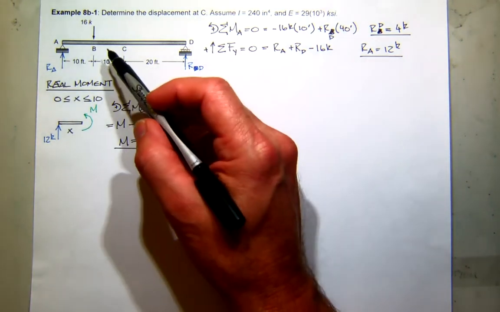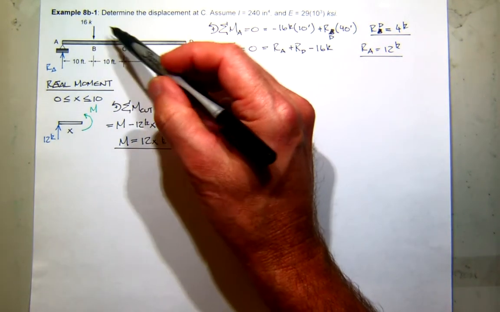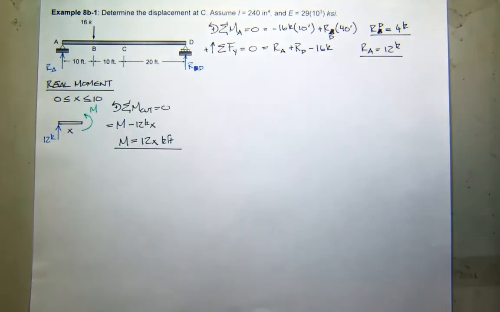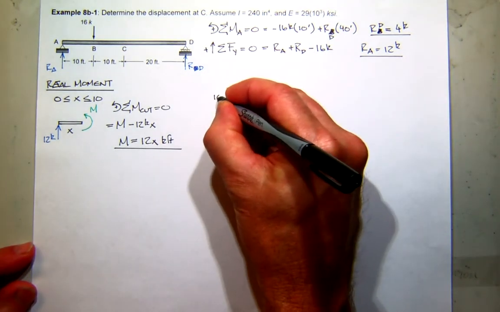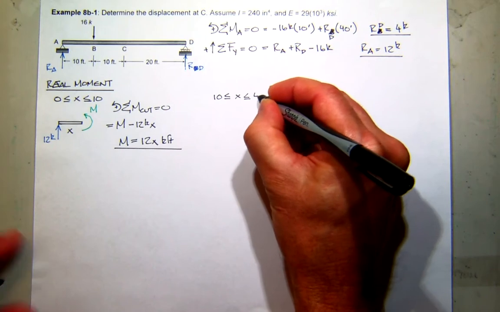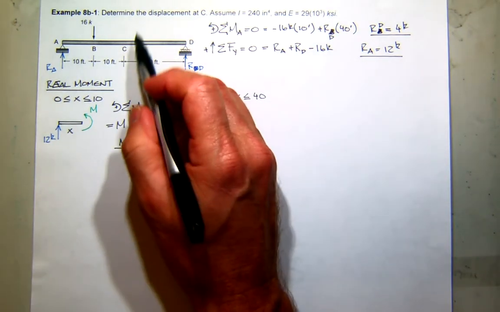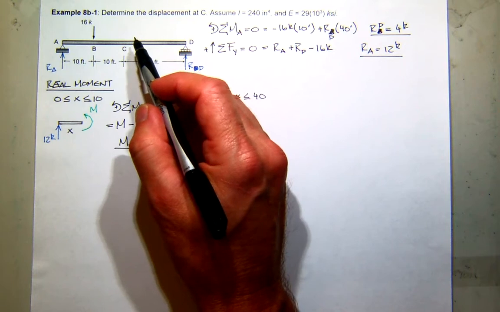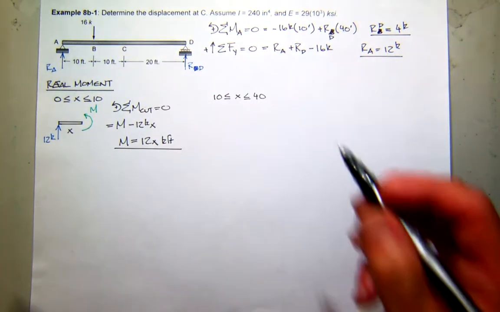Now, when I get my second equation that's going to be good from B to D, I will check that joint point, that common point, to make sure it matches. So let's go ahead and do that. What is going to be the moment between 10 and 40 feet? Well, I'm going to cut it somewhere here, left side or right side. I think I'm going to go right.